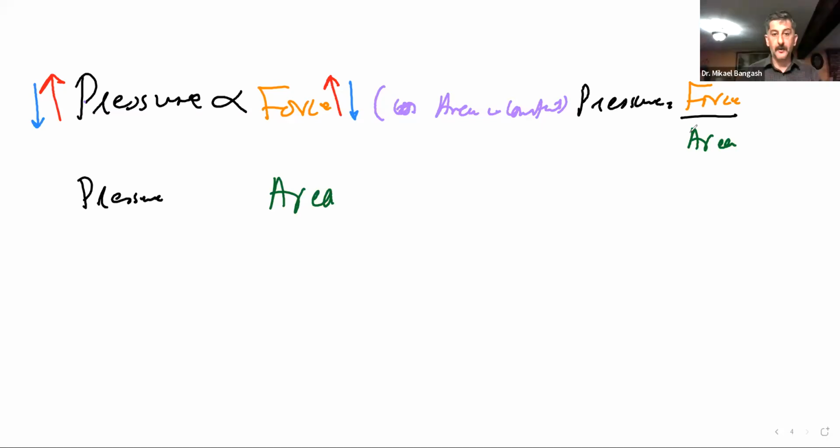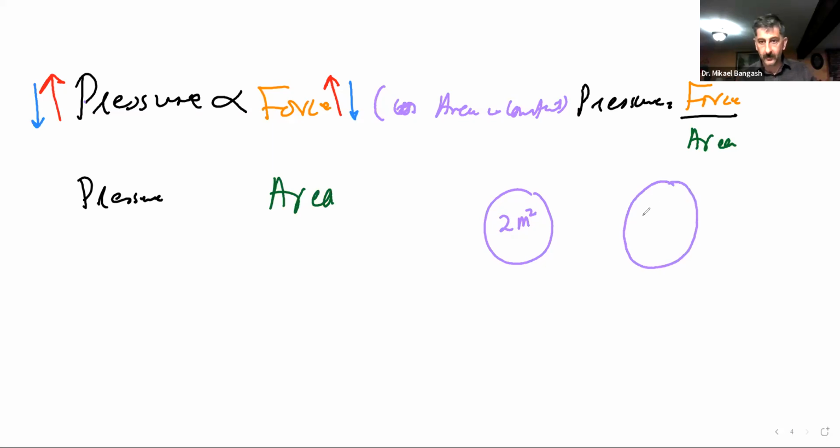Now let us take an example of how that makes sense. Let's say we have an area here. This area here is 2 square meters. And for another example, we have another area as well, and it's also 2 square meters. So here what we did was we kept the area constant. We have 2 examples where we kept the area constant.